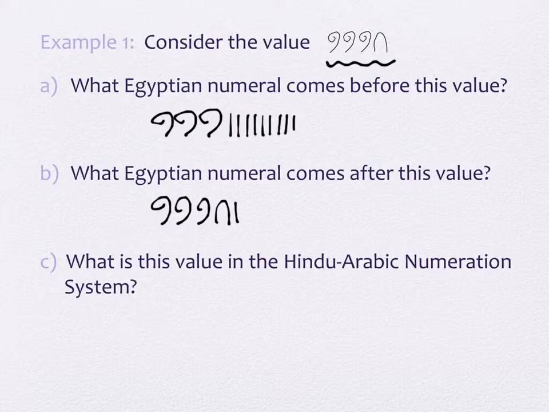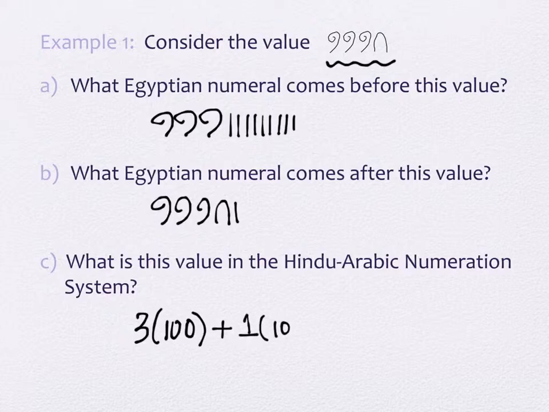Okay, but part C on this problem does say, let's figure out what this numeral is in our system. So I have some scrolls. How much is a scroll worth? 100. So if I have 3 scrolls, I would have 300. And then how much is a heel bone worth? It's worth 10, and I have 1 of those. So what is the numeral value of our 3 scrolls and a heel bone? It's 310.